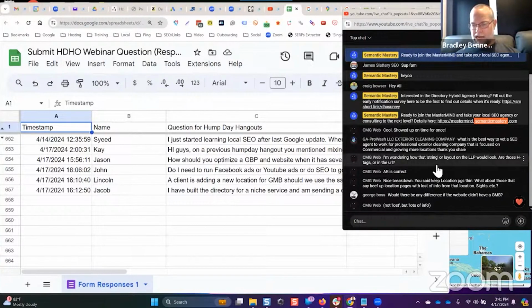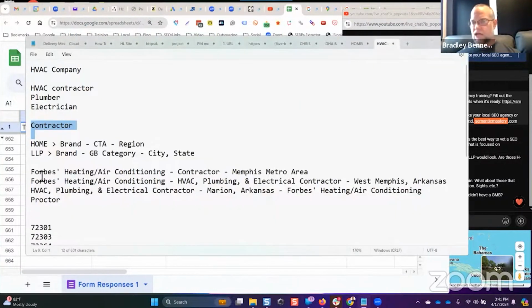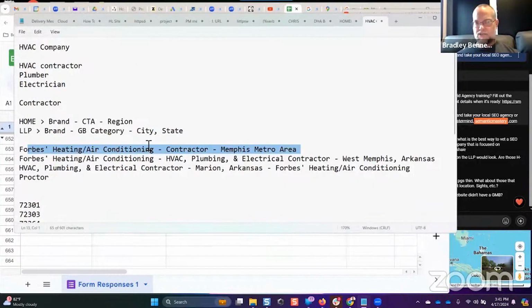I'm wondering how that structure layout on the LLP would look like. Are those H tags or in the URL? CMG Web, I was talking about the SEO titles. Everything I was talking about here was in the SEO titles. I wasn't talking about URL structure, none of that. That's strictly SEO titles, document titles, right?